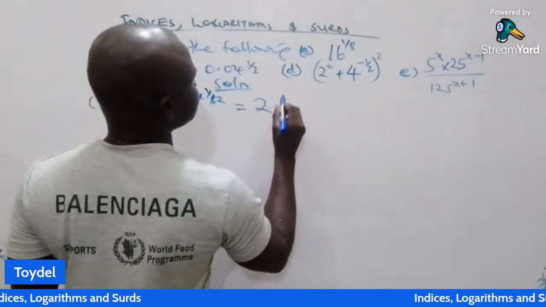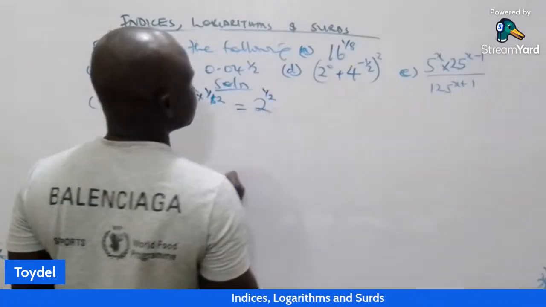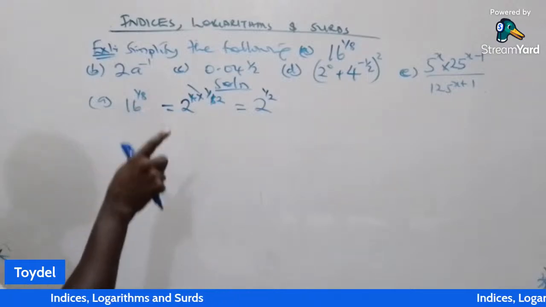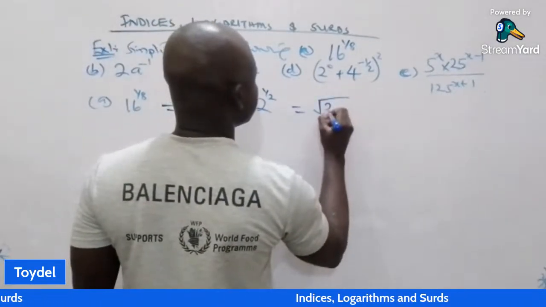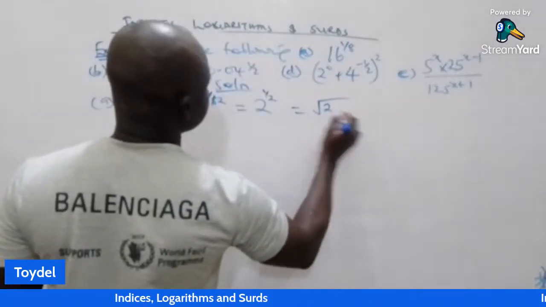I'm going to have 2 raised to the power 1 over 2. And of course, if you have half, raised to the power half simply means square root. And that will give us square root of 2. That's what we are going to get. The answer will be square root of 2.